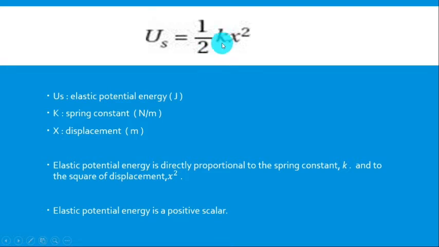Half times K, you remember K, spring constant, times X. It is the displacement. X squared. So here elastic potential energy U_S is measured in joules. K, spring constant, the unit of it is Newton per meter, and the displacement in meter.